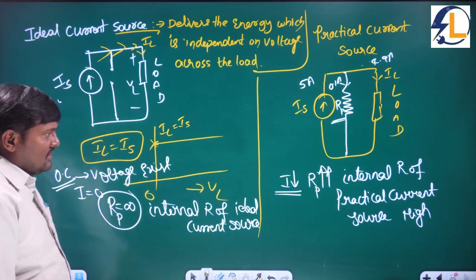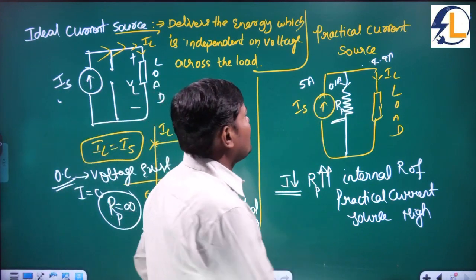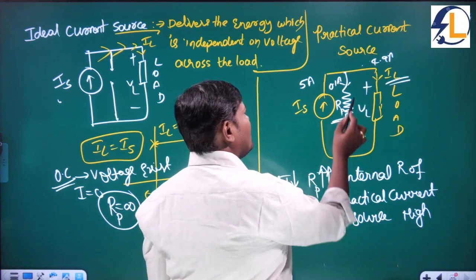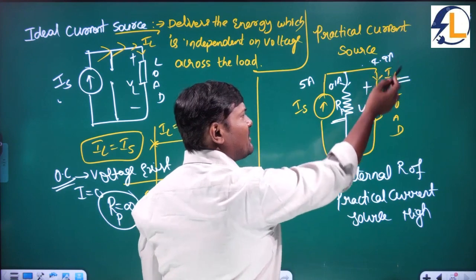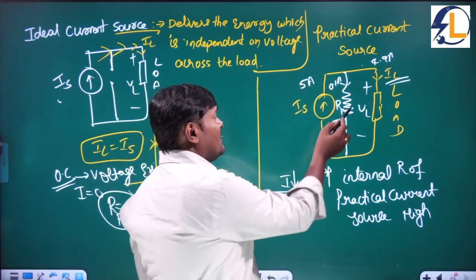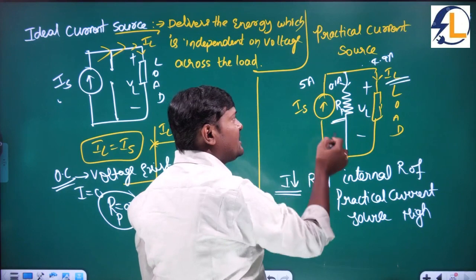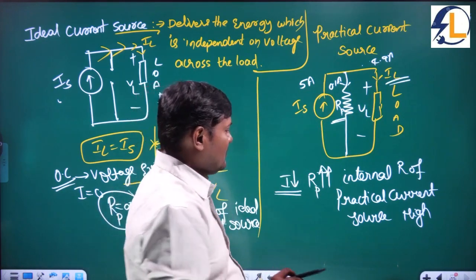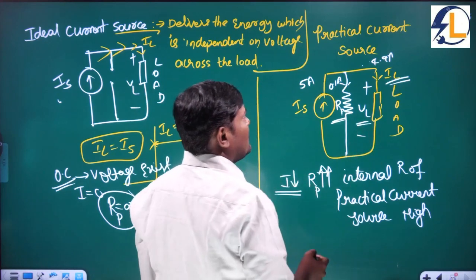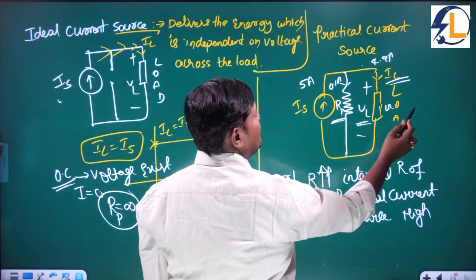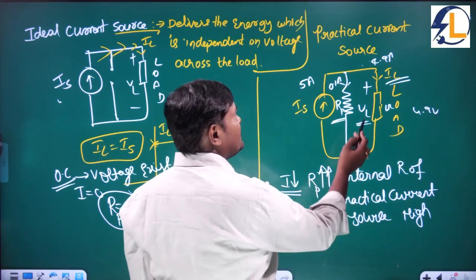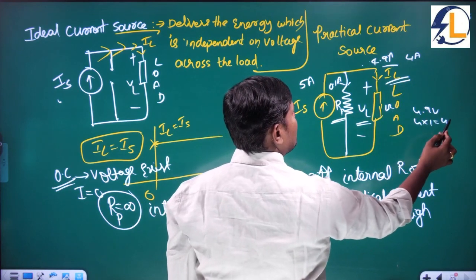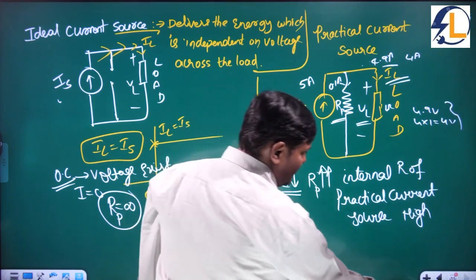Okay, and coming to here, is the load current independent of the voltage across the load or not? If you increase this RP value, what will happen? The IL value will decrease. If you decrease the RP value, IL increases. If you increase the RP value, IL decreases, and vice versa. So it depends upon the voltage across the load. 4.9 into, suppose, 1 ohm, that is 4.9 volts. Suppose it decreases to 4 amperes only, 4 into 1 equals 4 volts, right? It depends upon the load voltage.